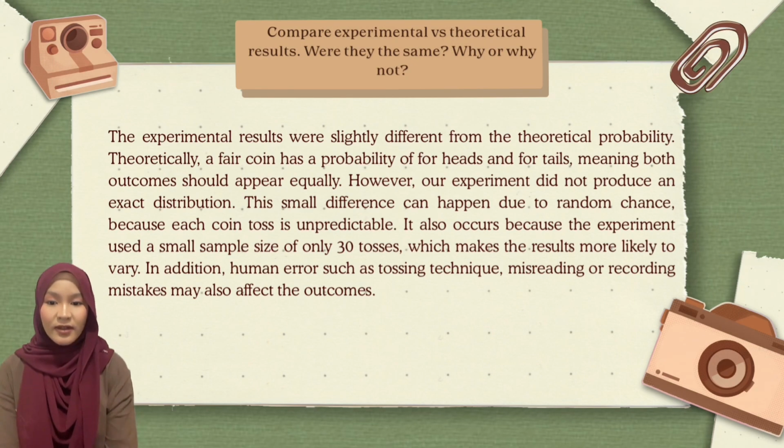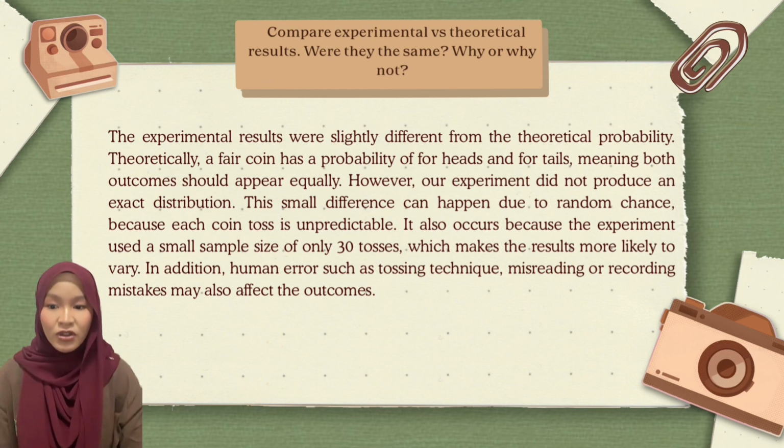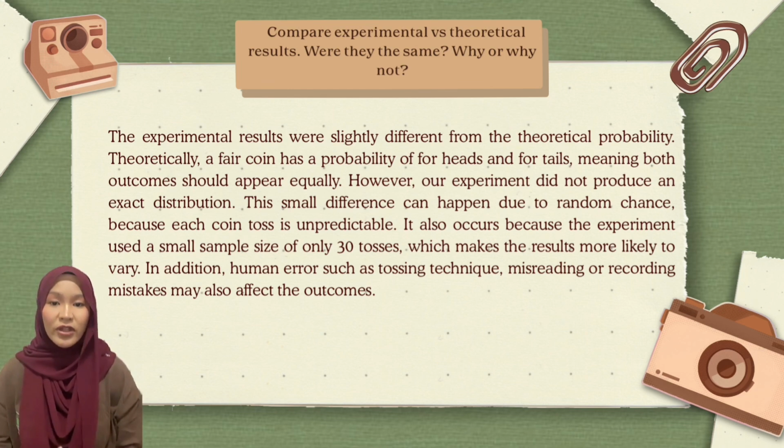The experimental results were slightly different from the theoretical probability. Theoretically, a fair coin has a probability of 0.5 for heads and 0.5 for tails, meaning both outcomes should appear equally. However, our experiment did not produce an exact distribution. This small difference can happen due to random chance because each coin toss is unpredictable. It also occurs because the experiment used a small sample size of only 30 tosses, which makes the result more likely to vary. In addition, human errors such as tossing technique, misreading, or recording mistakes may also affect the outcomes.